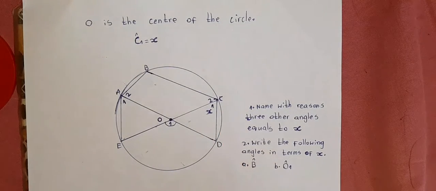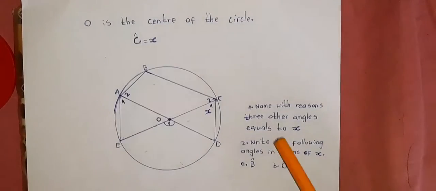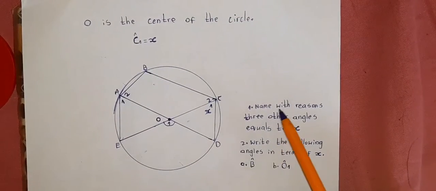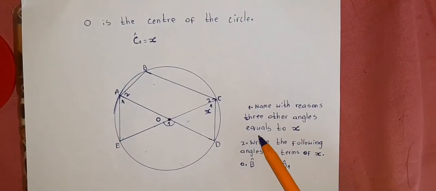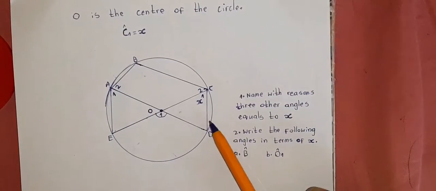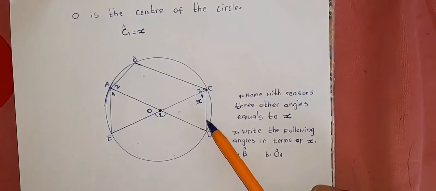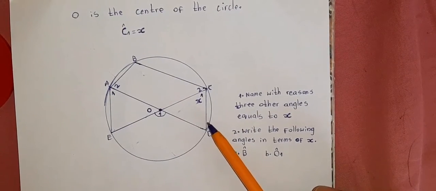When you see this bow tie here, most of the time it is angles in the same segment. So how do we answer these questions? Question number 1 on your right says: name, with reasons, 3 other angles that are equal to x. So how many angles do we have here? How many angles are equal to x?